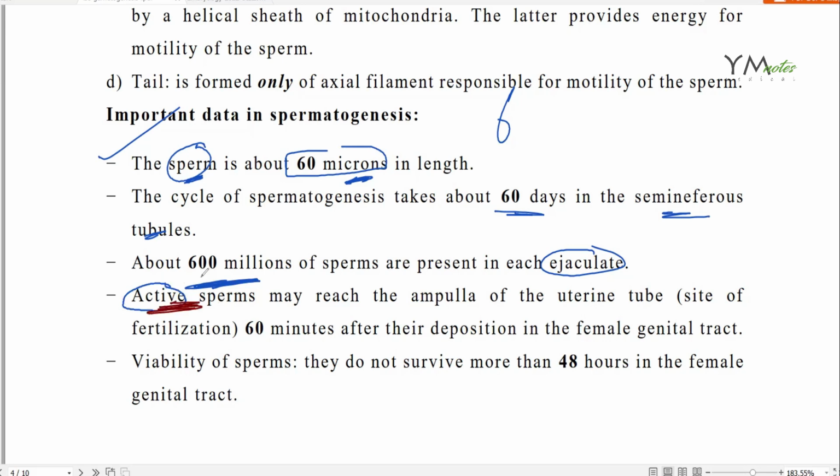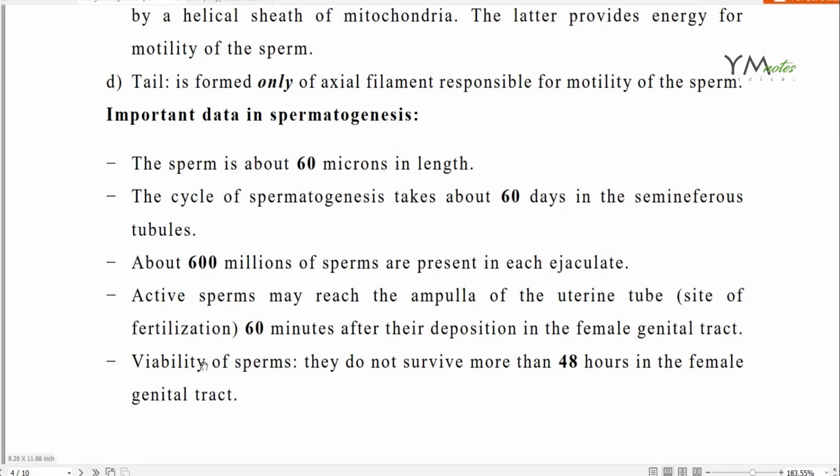The active sperms reach the site of the fertilization, where it meets with the ovum, 60 minutes after their deposition in the female genital tract. So that's to be considered if a female is going to take a contraceptive pill. The timing has to be noted, as it has to be taken before the fertilization occurs. And how many hours do the sperm remain viable, alive, after deposition? Well, like any cell, it needs nutrition. If no nutrition, it will die. It cannot survive more than 48 hours. And this is important during the rape test, in the medical legal book, which we'll be studying later, inshallah.